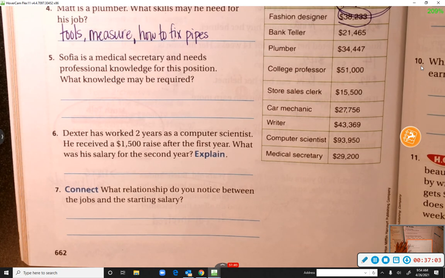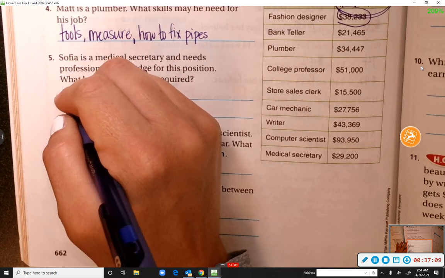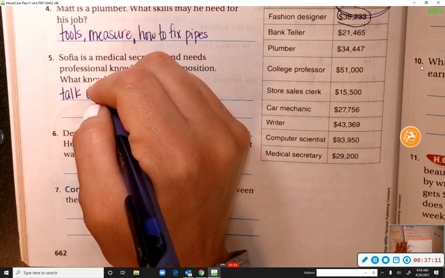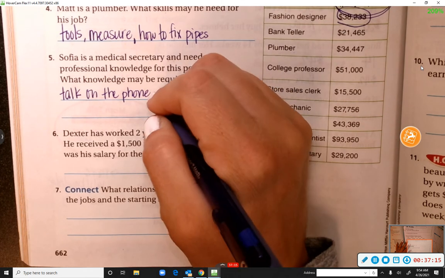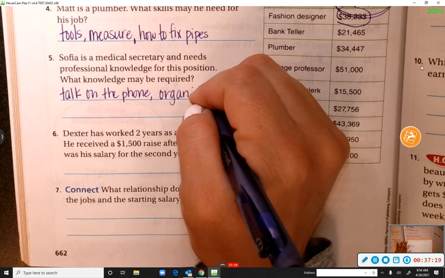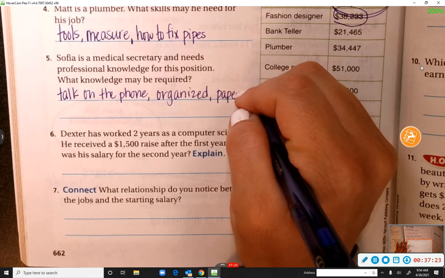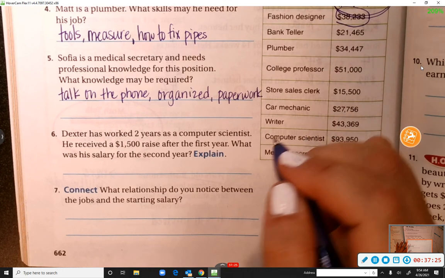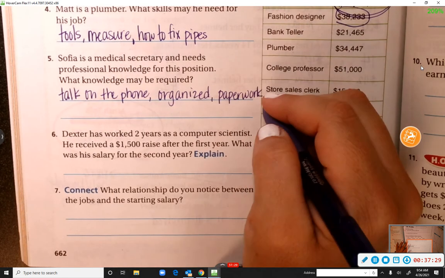Are they taking phone calls? Yes, so they need to be able to talk on the phone to people. Do they need to be organized? Yes, because they're also taking paperwork. So they need paperwork skills. They're having to deal with insurance usually.